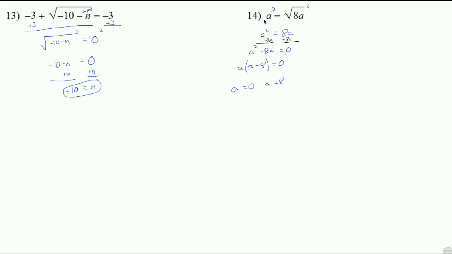So putting in 0, forget the squared, that wasn't part of the original. Putting in 0, we have 0 equals the square root of 8 times 0. Well, 8 times 0 is 0, the square root of 0 is 0. That works, so 0 works. Try 8. Put 8 in for a, so we have 8 equals the square root of 8 times 8. The 8 times 8 is 64, the square root of 64 is 8. That works, so both answers are correct. So that's our answer.